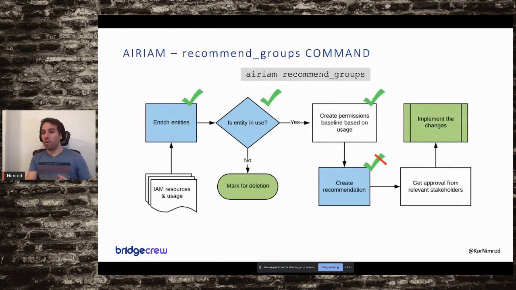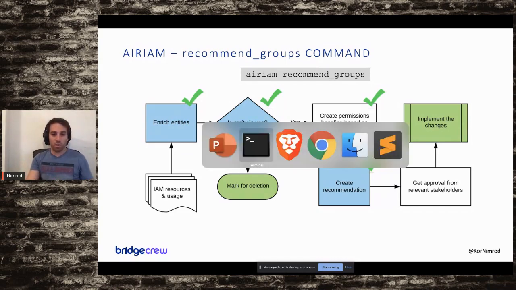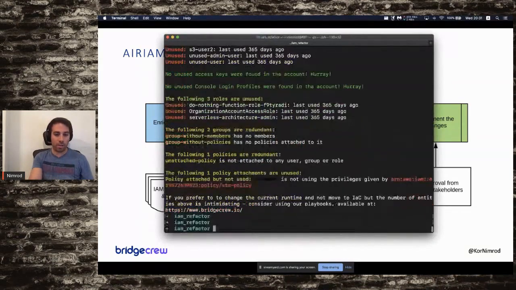So that command will create the permissions baseline we need. It will also help us create a recommendation, but it's not there yet. Why not? Because, as you'll see in a minute, the recommendation is not something that we can act on. It's all outputted in CLI, or maybe it has playbooks, but it's not something that we can go to the relevant stakeholder with and tell them that's the recommendation, that's a plan. So let's jump over to the terminal real quick and see it in action.